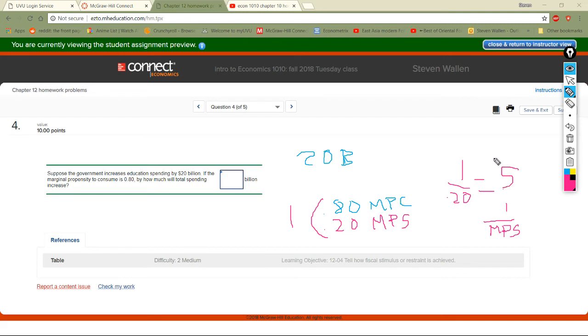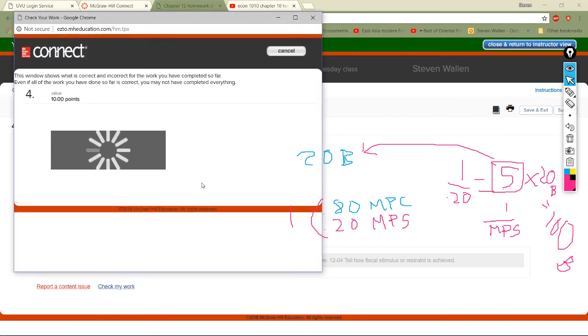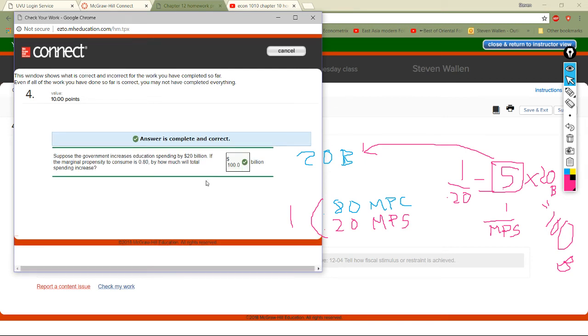So 5 times what? 20 billion. That's how much it's going to kick around in the marketplace. So it should be 100 billion. 100 billion is what we should get because it's going to be 5 times 20 billion. So you take this multiplier here, times it by our original, which is the 20 billion. Should equal 100 billion. Check my work. Let's see what happens. Yep. That's it. That's all you do.